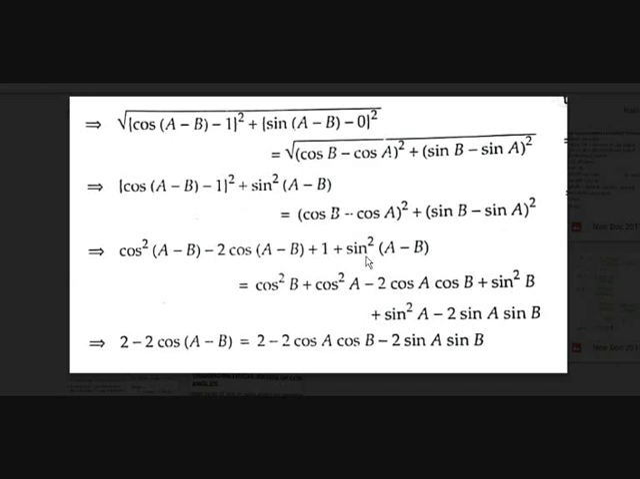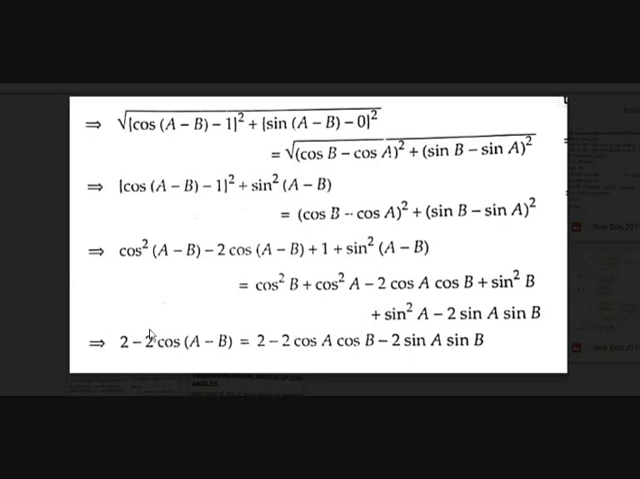Now here sin²(a − b) and cos²(a − b) is in the form of cos²α + sin²α, which is 1. There is another one here, so you'll get 2 minus this 2 cos, then you will get 2 − 2cos(a − b) is equal to, here cos²b + sin²b is 1, cos²a + sin²a is 1. It will be 2 − 2 cos a cos b − 2 sin a sin b.